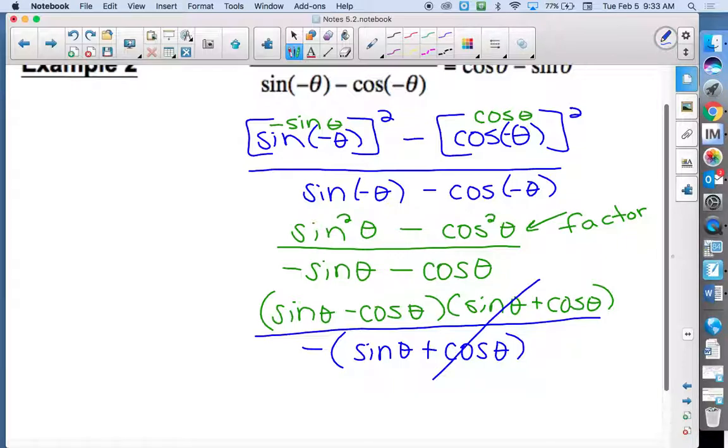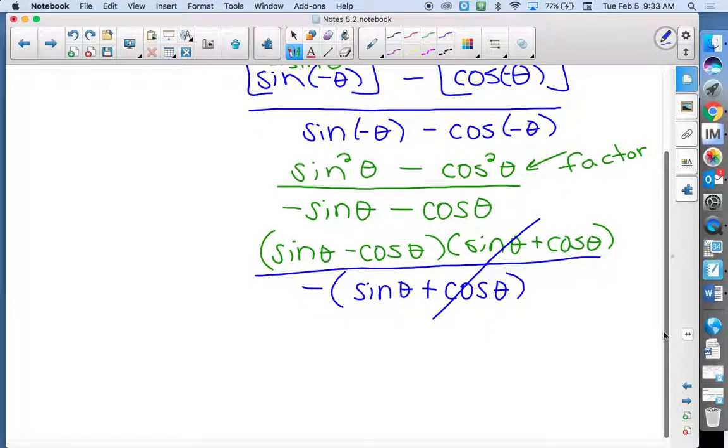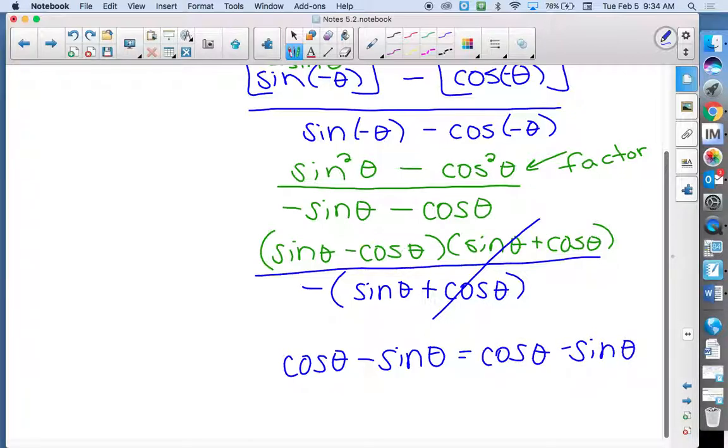So these guys cancel. You still have a negative sign outside here. So we're taking sine divided by a negative, so that's a negative sine. Negative cosine divided by a negative makes it a positive cosine. And we were trying to get this to be cosine minus sine. So after you get these to cancel, don't forget about that little negative. The top needs to be divided by that negative 1.